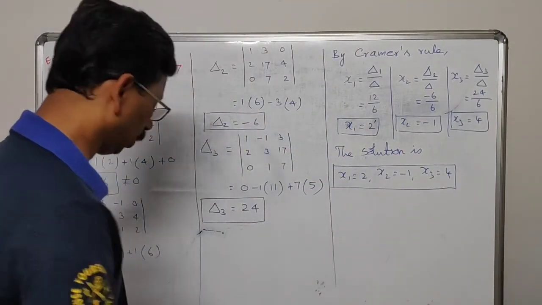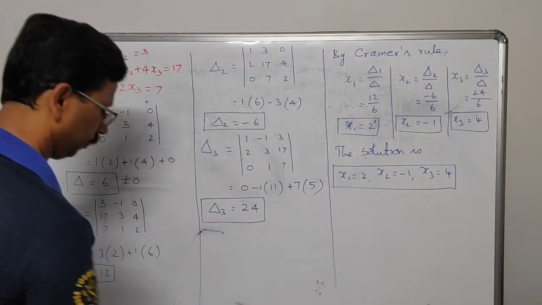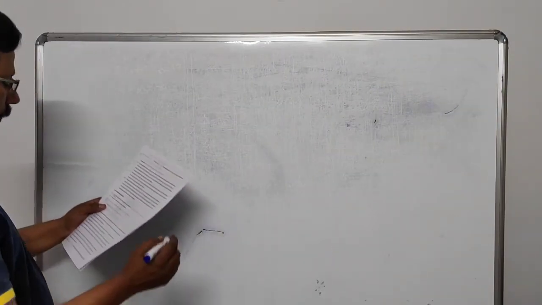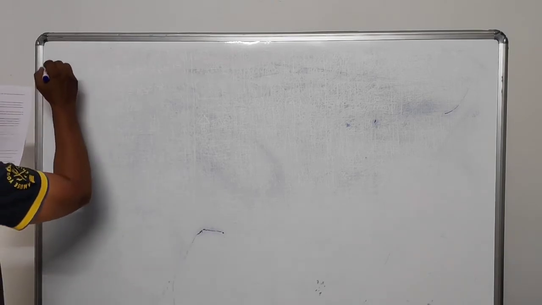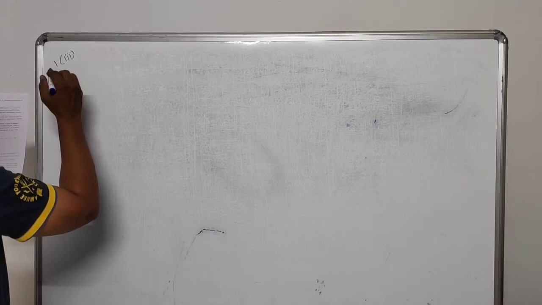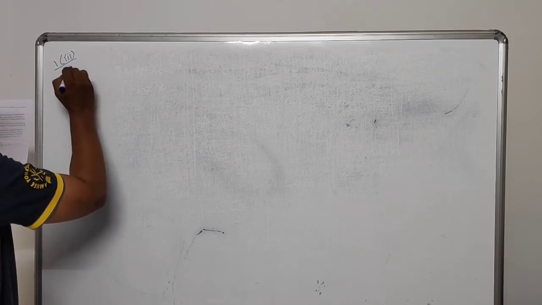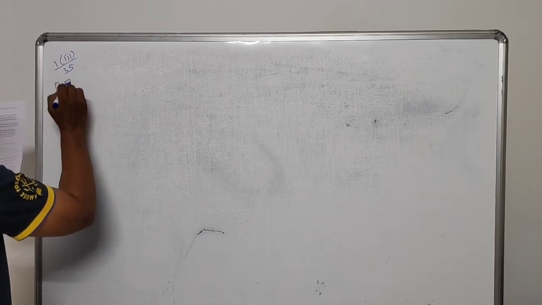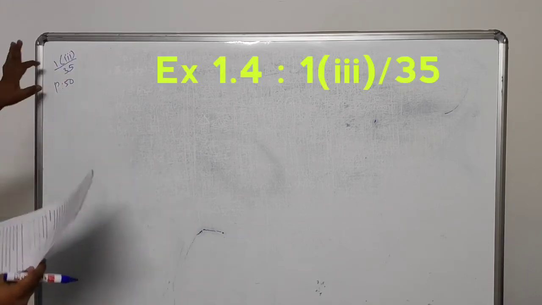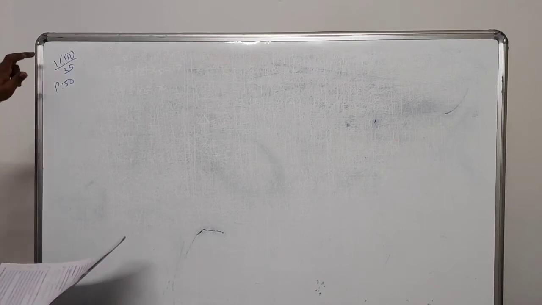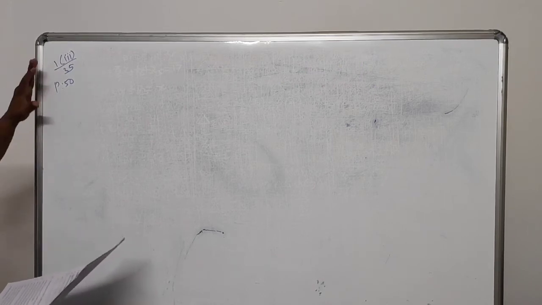Now, let us see the next problem. Likewise, we can do this problem. The third solution given on page number 35, and in our material it is problem number 15. Now, this is for your homework. This is also a system of linear equations in 3 variables. The variables are x, y and z.